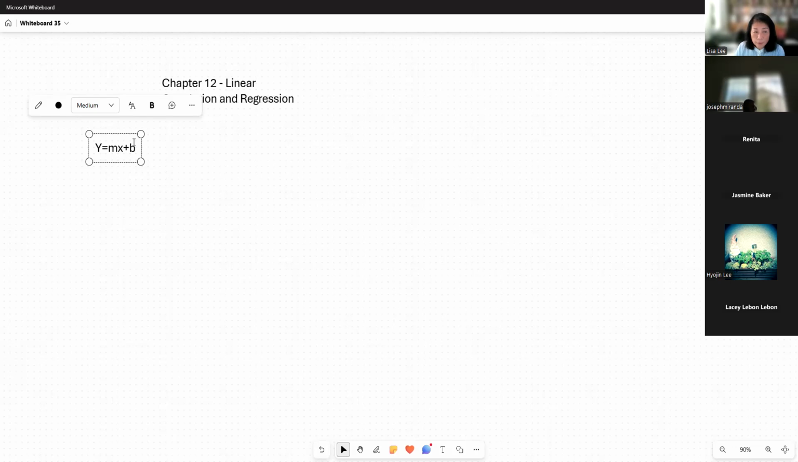M is the slope, b is the y-intercept. In algebra, we like to present the slope first, then y-intercept. But now, in statistics, we tend to show it this way. We use a y-hat. We prefer to put a hat on top because our y is not like algebra, where when you input some x, it gives you exactly the value of y. Our y is a predicted value.